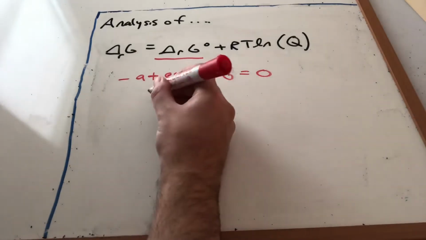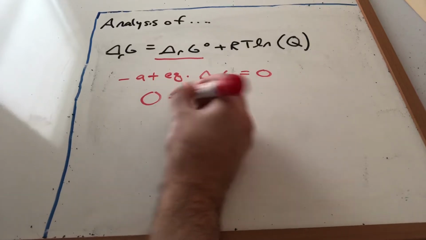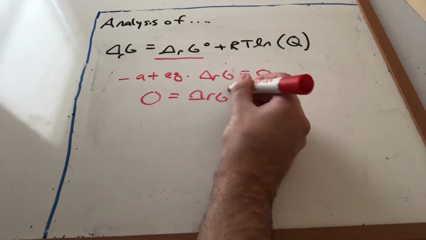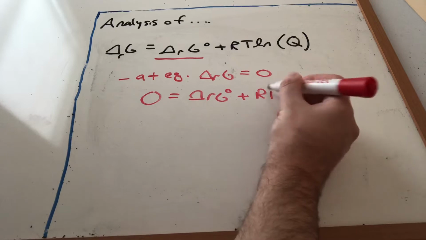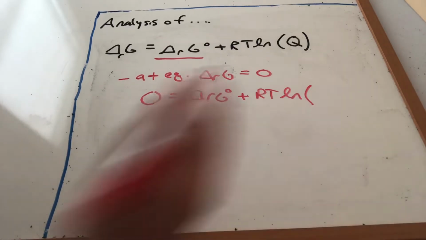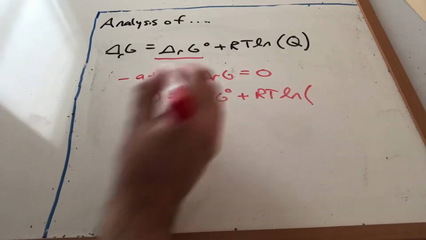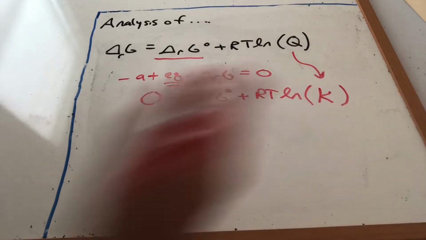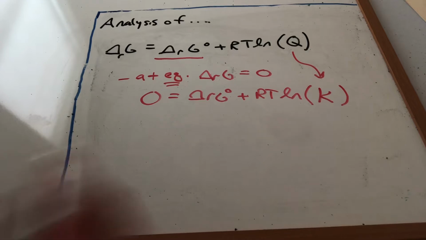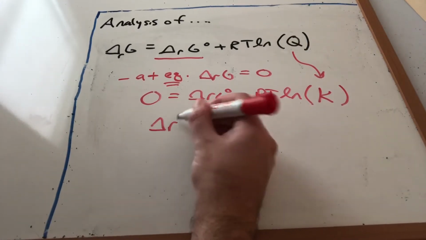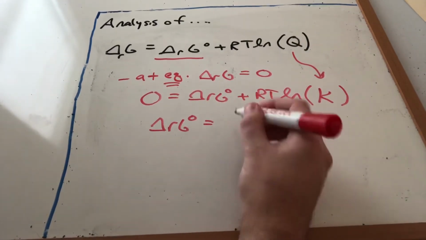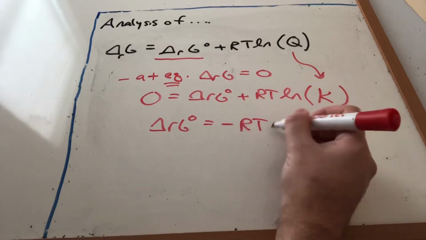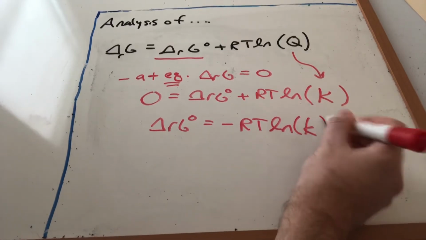So that means that 0 is equal to delta reaction G naught plus RT, the natural log of Q. Oh, wait a second. At equilibrium, remember what happens to Q? Q gets relabeled as K. So we can rearrange this: delta reaction G naught equals minus RT, the natural log of K.